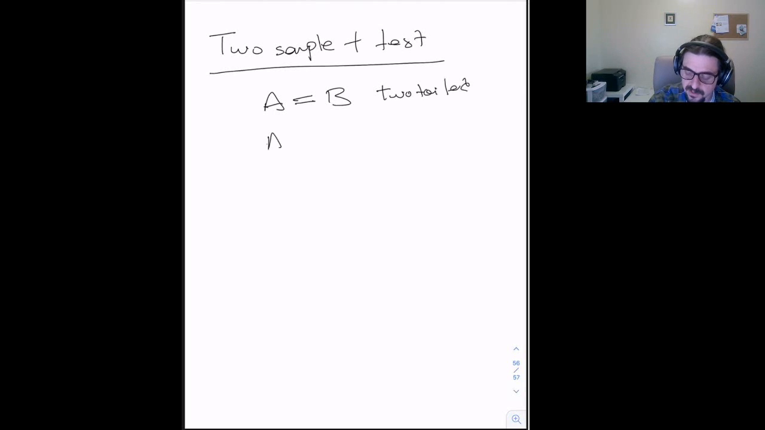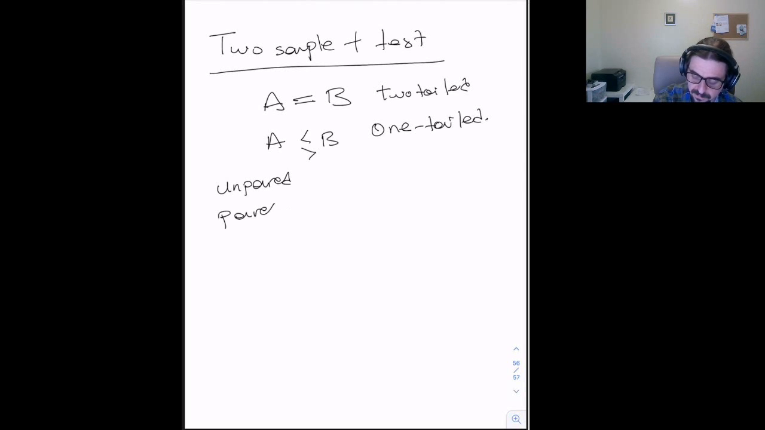And then you can test whether A is smaller or larger than B. These are one-tailed tests. And you can also do unpaired or paired testing. So those are different options or different ways that you can do the testing between two groups. And based on that, you can statistically say if these hypotheses were either accepted or rejected using this type of statistical test. Thank you.